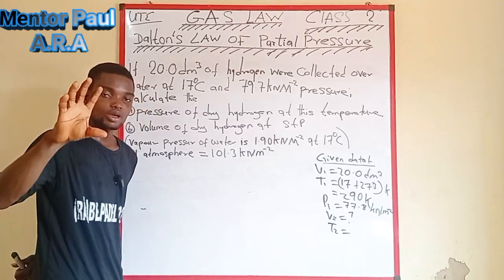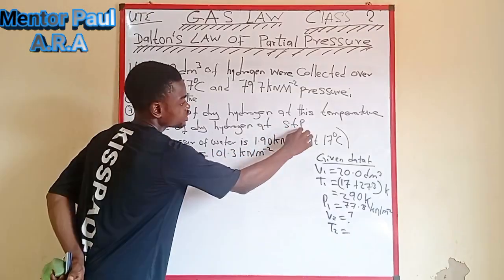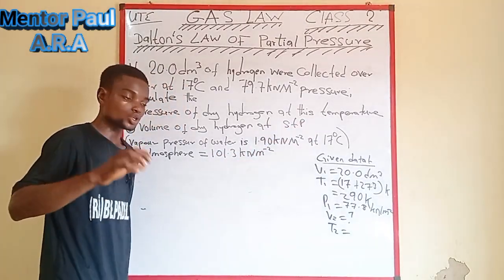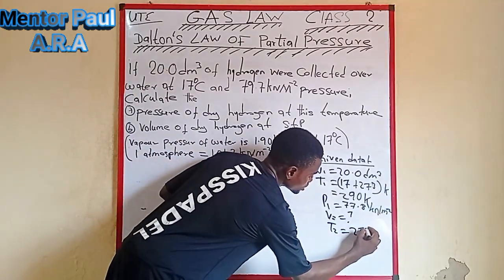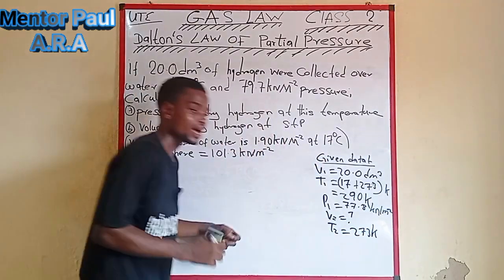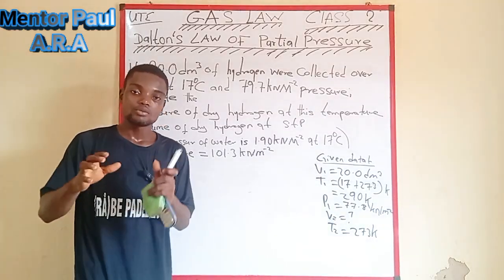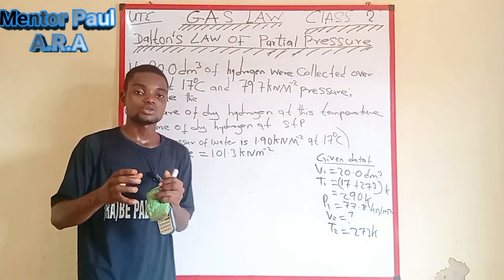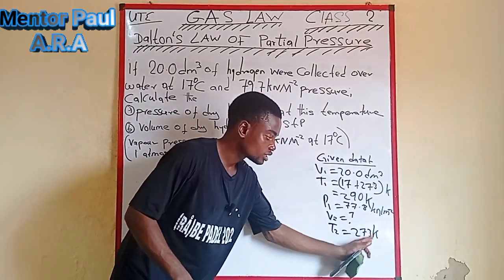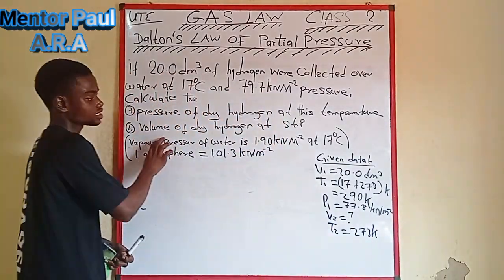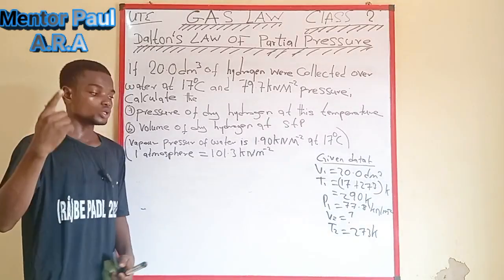At standard temperature and pressure, the suitable temperature is 273 Kelvin. That is standard temperature and pressure, a condition that is acceptable. The temperature should be 273 Kelvin, but it was not stated over here. But you should know that.